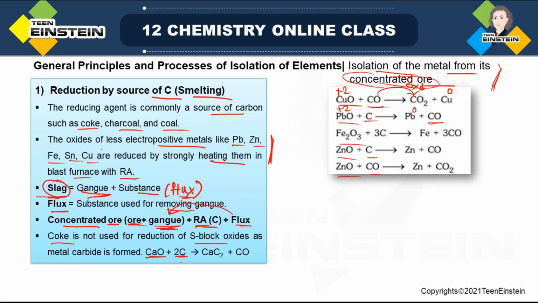Calcium oxide, if you are trying to reduce it with carbon, see, you are not getting desired result. What is our desired result? Our desired result is calcium from +2 state. We should obtain it as calcium 0, but you are not getting calcium 0. Okay, so that is the reason here we do not use this process for S block metals.